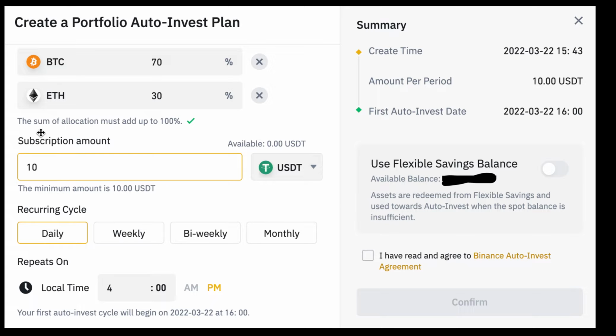So this is what it looks like. You can select here the cryptos that you want to add to your plan, how much you want to add to your plan, and here the recurring cycle, so you can do that on a daily, weekly, bi-weekly or monthly basis. And then you select the time as well. With this exact setup that I selected here, every single day at 4 p.m. I will be buying $7 of Bitcoin and $3 of Ethereum. You can really manipulate this feature the way you want and just be buying Bitcoin on a daily basis without even having to check on it.